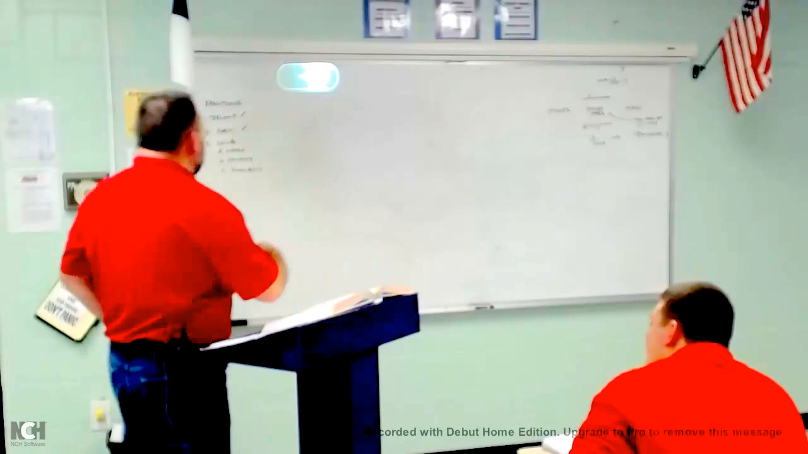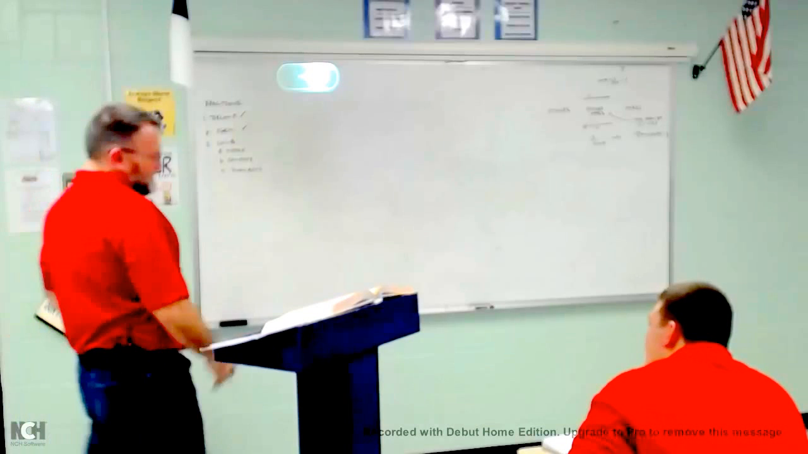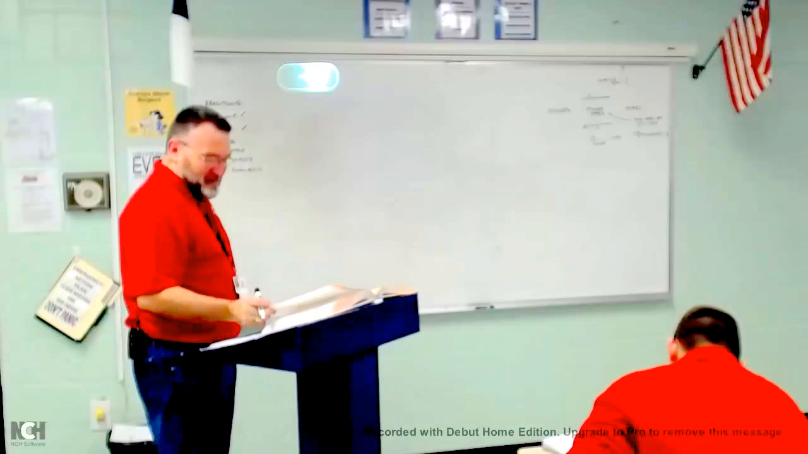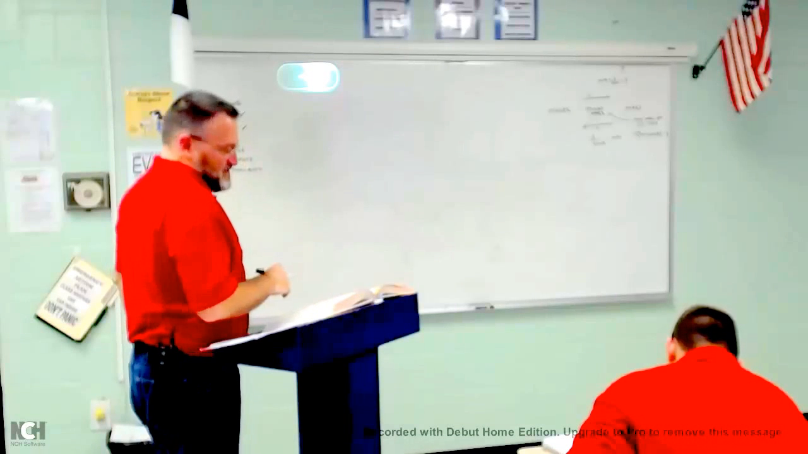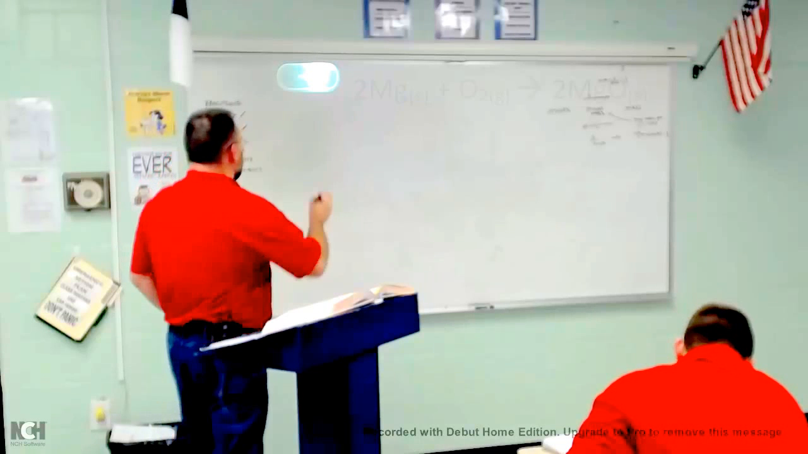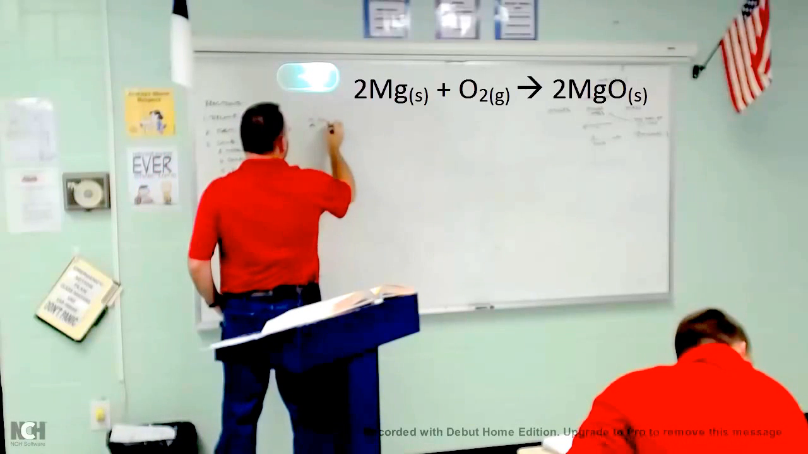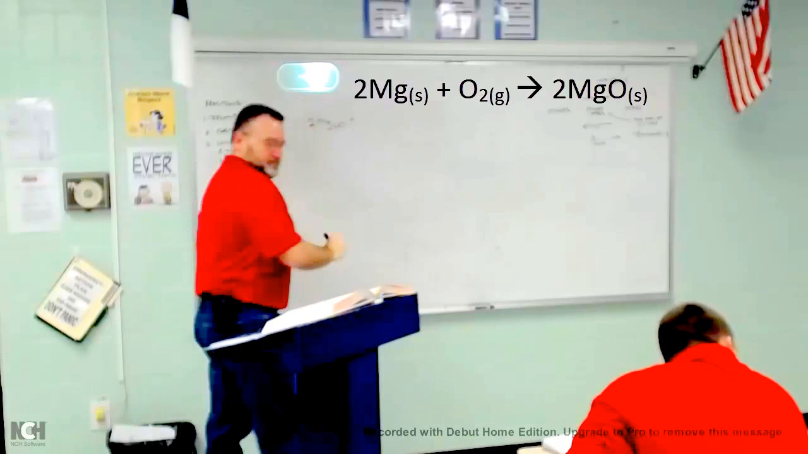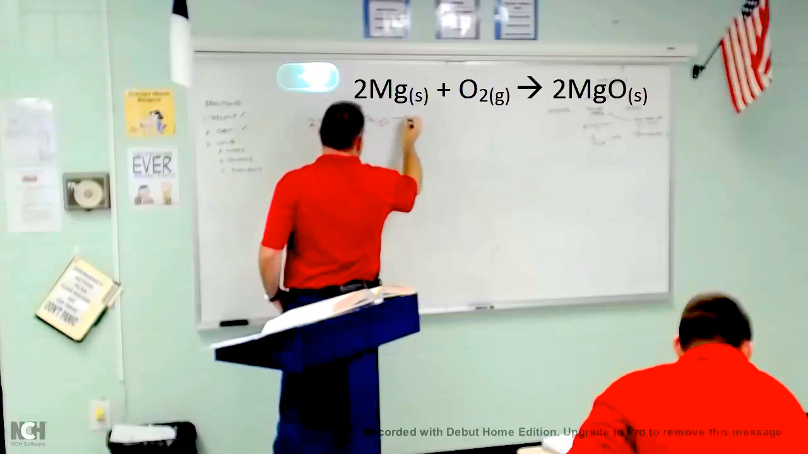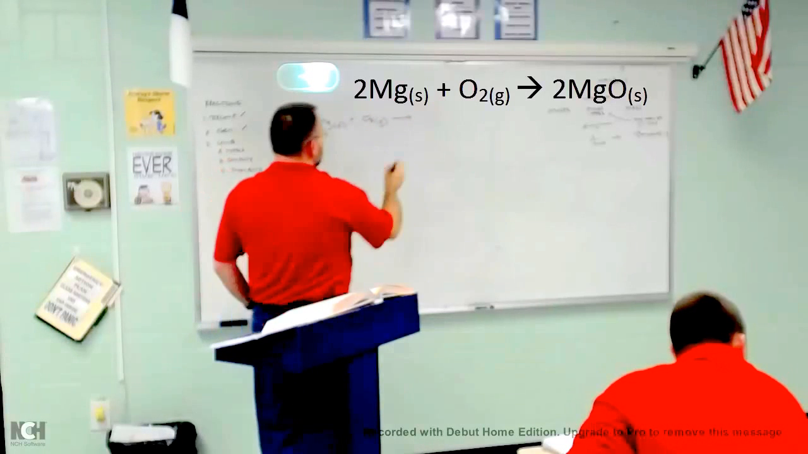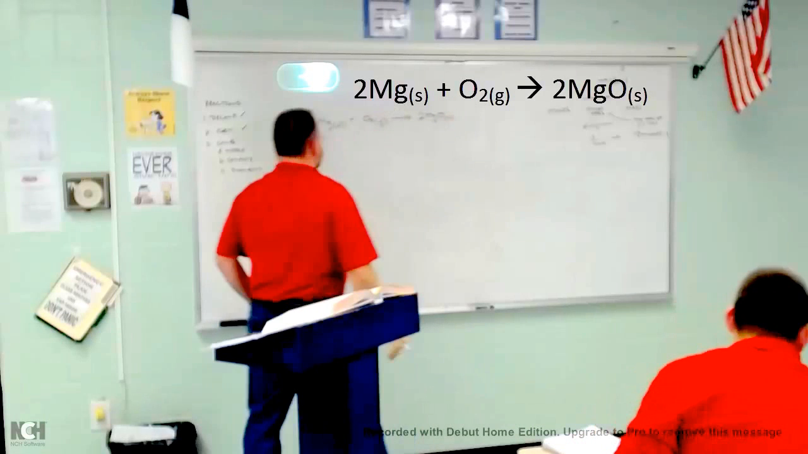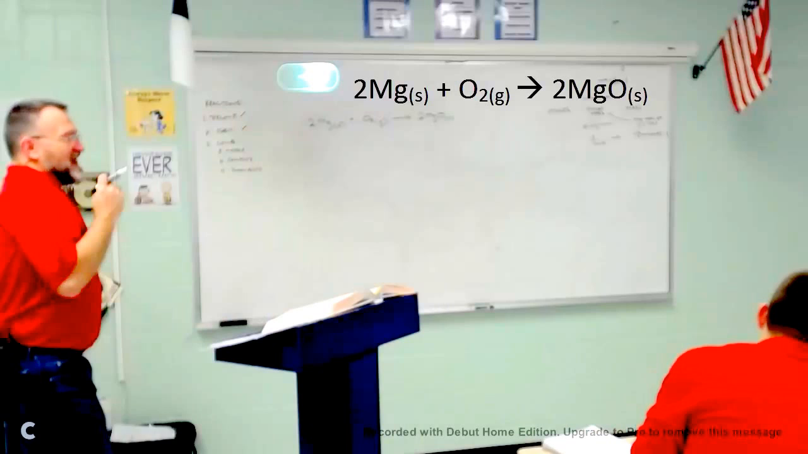We're going to look at two basic kinds of combustion reactions. Combustion is really a reaction with oxygen. We're going to talk about combustion of metals first. They give in the book the example 2Mg(s) plus O2 gas reacts to produce 2MgO solid.